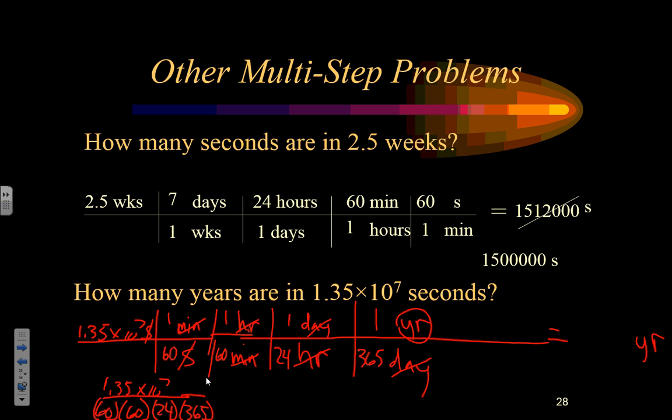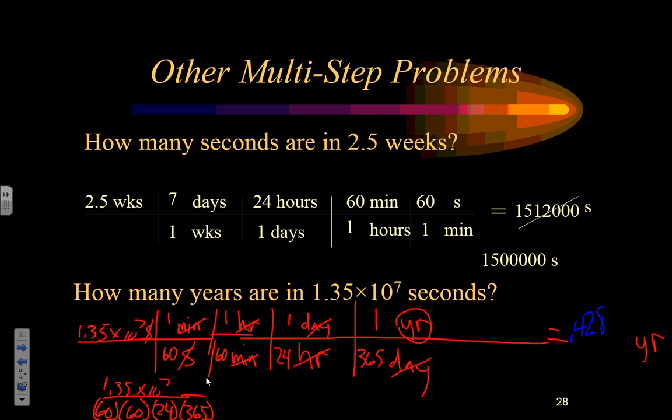And at that point, I see that I get, and once again, I got to think sig figs here. I started with 3 sig figs, so I'm going to end with 3. I get 0.4280, so I'm going to round that to 0.428 years. So that would be a little bit less than a half a year.